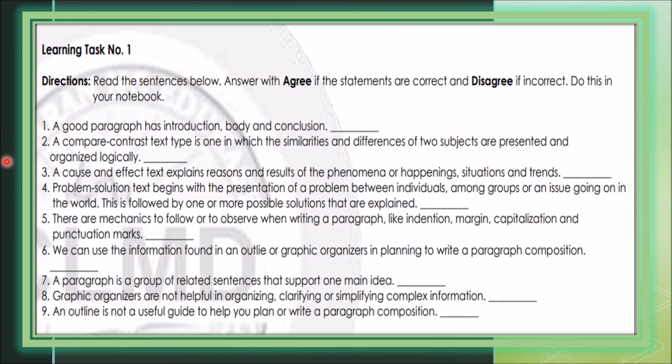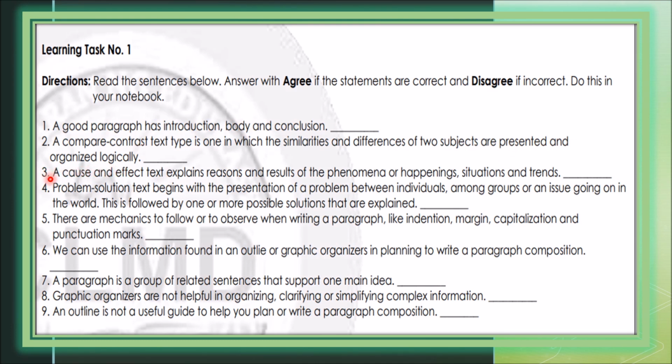So, basahin muna natin mula sa una hanggang sa pang-siyam. 1st to 9th. Wala nang 10 kaya 1 to 9 lang muna. Okay? So, let us read once again. A good paragraph has introduction, body, and conclusion. Then, number 2, a compare and contrast text type is one in which the similarities and differences of two subjects are presented and organized logically.